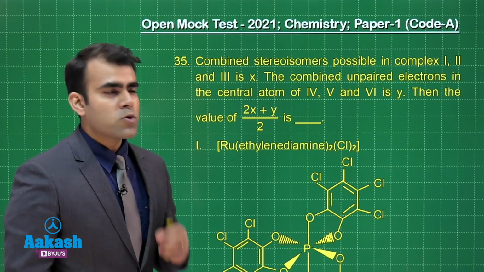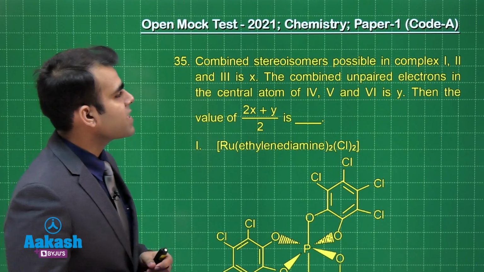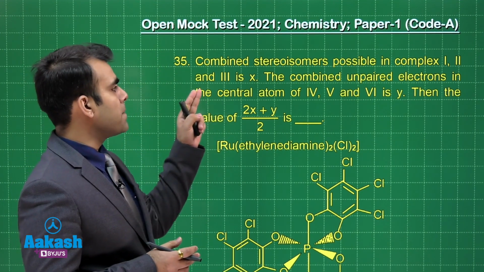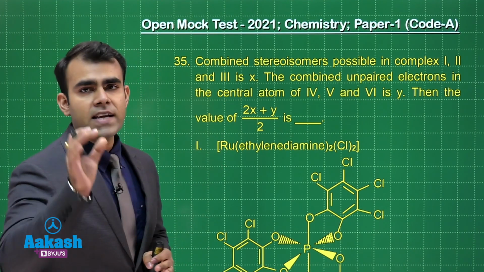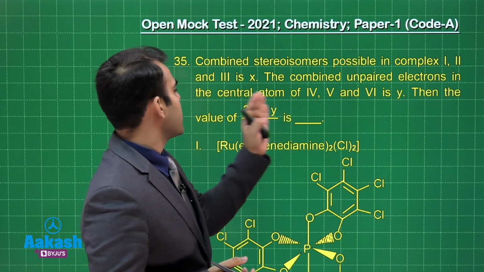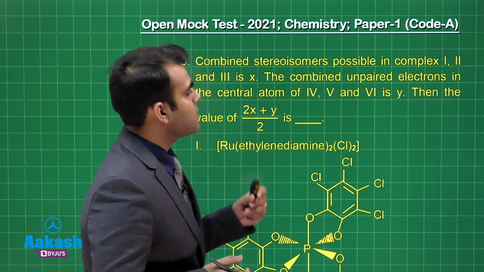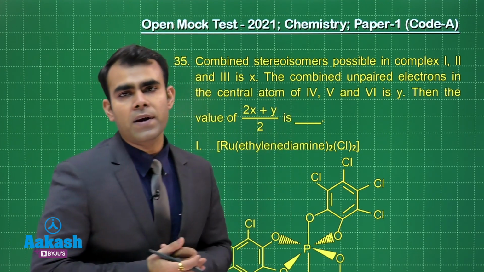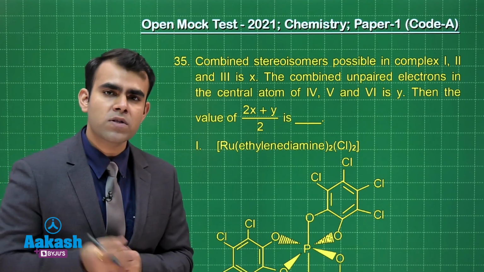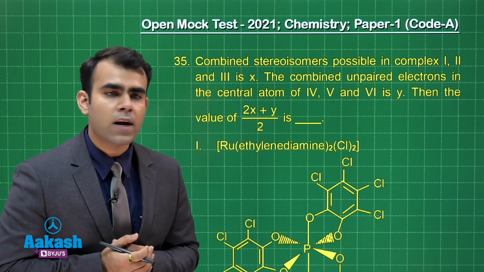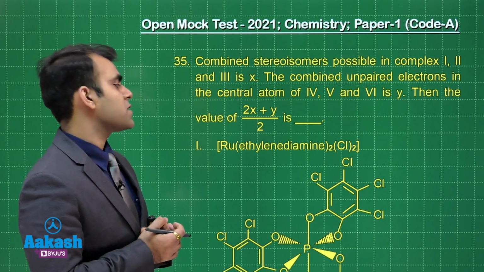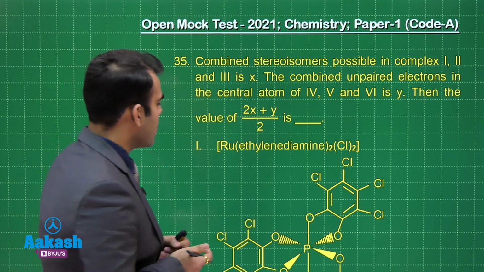So in this question we have been given combined stereoisomers possible in complex 1, 2 and 3. So it means for the first 3 compounds we have to write combined stereoisomers, and for the next 3, that is 4th, 5th and 6th, we have to tell the combined unpaired electrons. So first thing is to calculate stereoisomers for the initial 3 compounds, and then the unpaired electrons in the next 3 compounds, and then we have to calculate the value of (2x + y)/2. So let's begin our question.